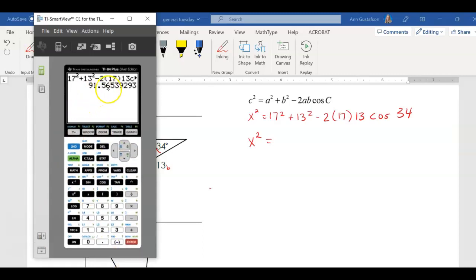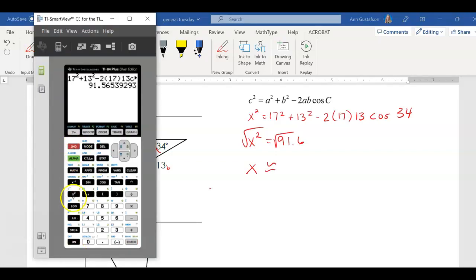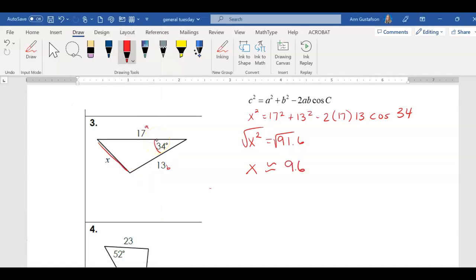Should be about 91.56. We're just going to copy that down. And now we want to take the square root of that number. And this is where we do our rounding. So we want second x squared of the answer on the line above, and we get about 9.6. So that's the first case.